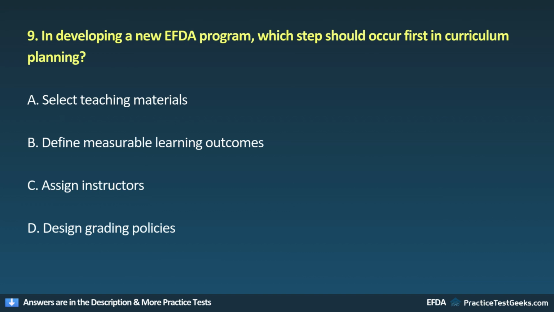9. In developing a new EFDA program, which step should occur first in curriculum planning? A. Select teaching materials. B. Define measurable learning outcomes. C. Assign instructors. D. Design grading policies.